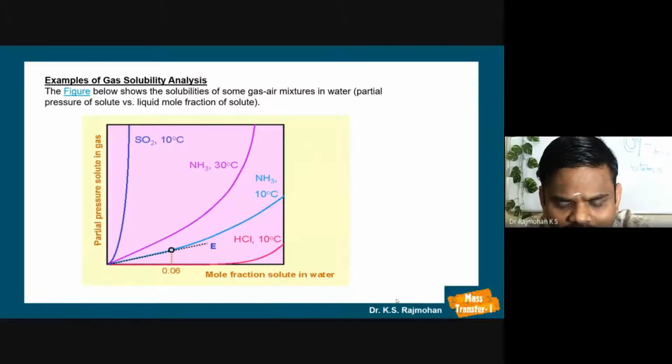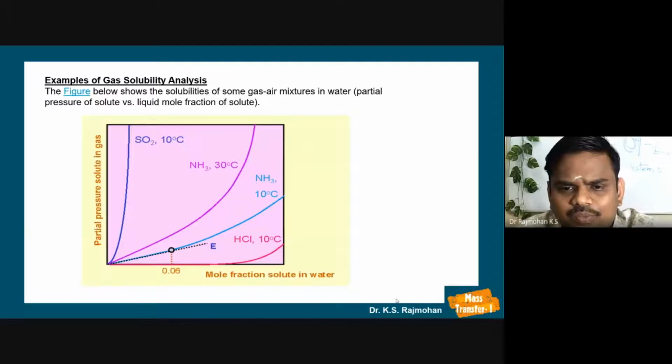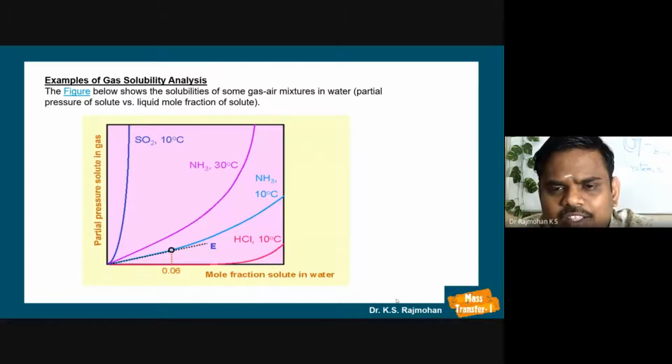Okay, so if you look at HCl, ammonia, and SO2, how soluble are they? You can see that some are close to the x-axis, some are close to the y-axis. One is readily soluble, with no resistance to getting dissolved. Another is not readily soluble, or we can say sparingly soluble. That's why its mole fraction in the liquid will be very low.